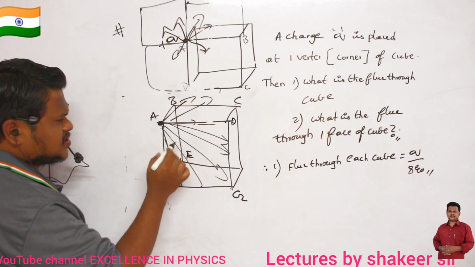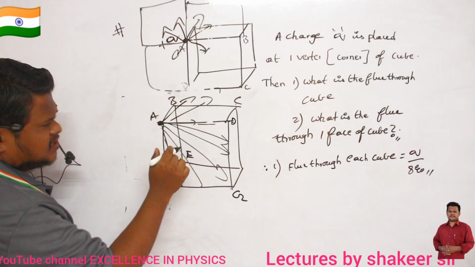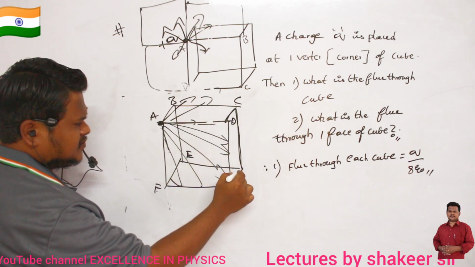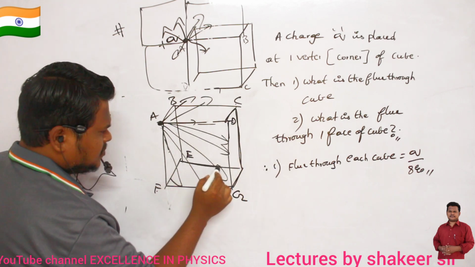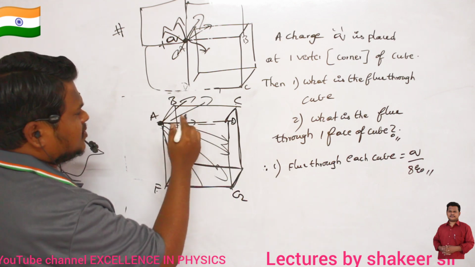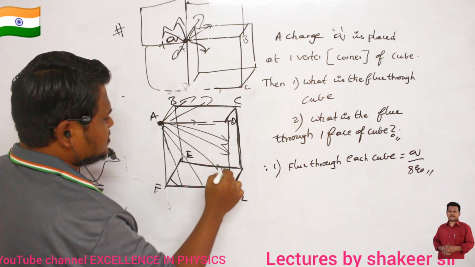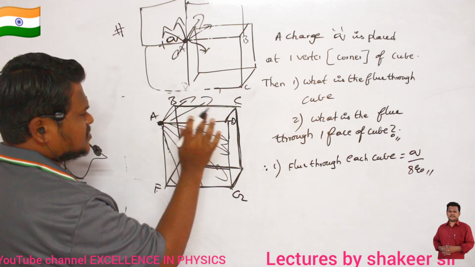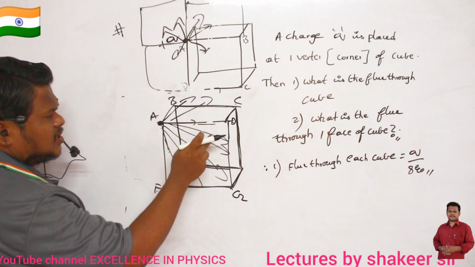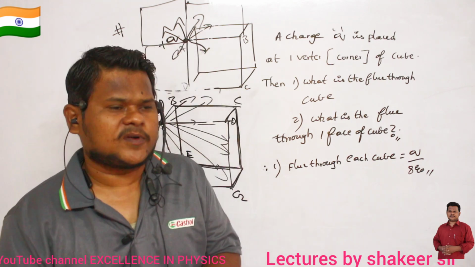So, out of total 6 faces, through 3 faces, flux cannot pass. Flux can pass only through remaining faces. Which face? Flux can pass through this face. Clear? Flux can pass through this face. And what is the one more face we have? At the back of this cube, this face is present, no? This face is present at the back of the cube. So, flux can pass into the other face also. Are you able to understand? So, out of total 6 faces, only 3 faces are getting the flux lines.